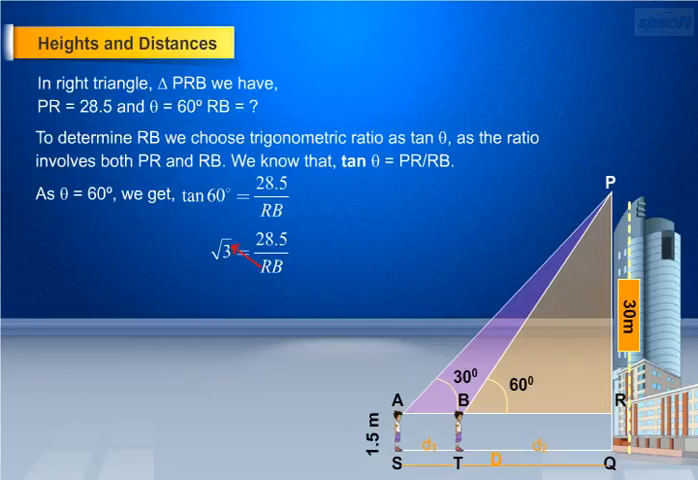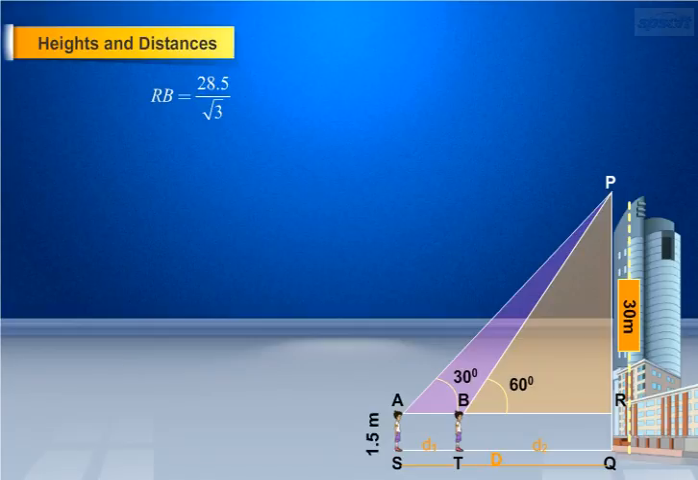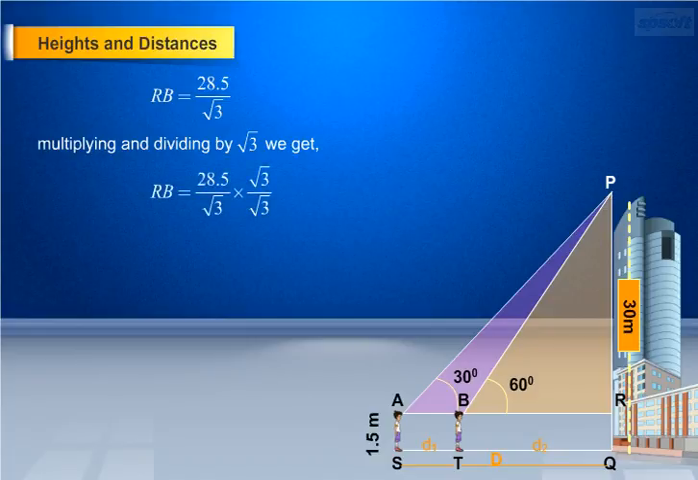By cross multiplication, we get root 3 RB equals 28.5. RB equals 28.5 by root 3. By rationalizing, that is multiplying and dividing by root 3, we get RB equals 28.5 by root 3 into root 3 by root 3. This implies that RB equals 28.5 into root 3 by 3. This implies that RB equals 9.5 root 3.